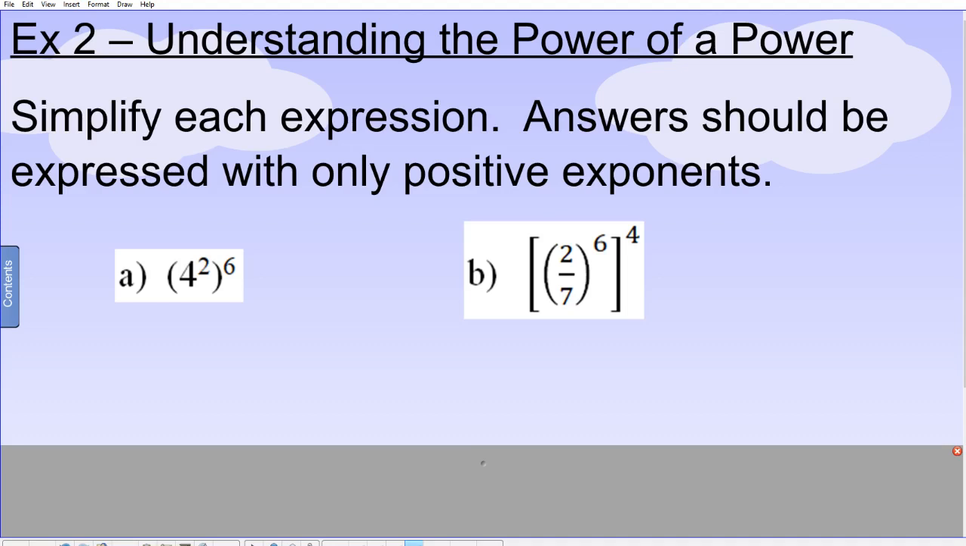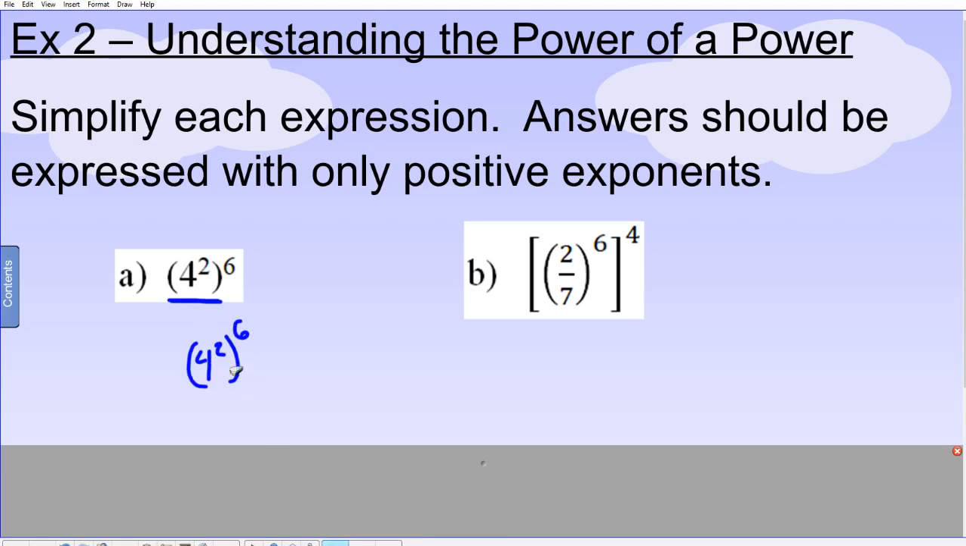Okay. The second property we're looking at today is called the power of a power. So we're going to be taking a power and we're raising it to another power. So this 4 squared is being raised to the 6th power. The whole thing is being raised to the 6th power.